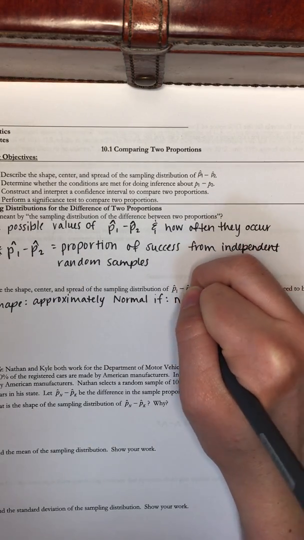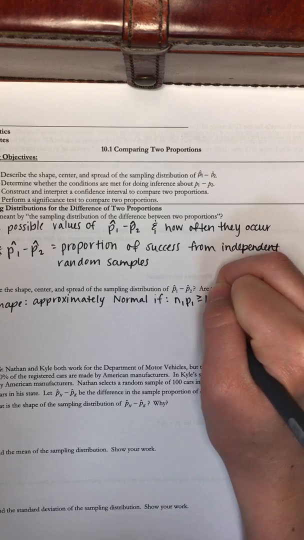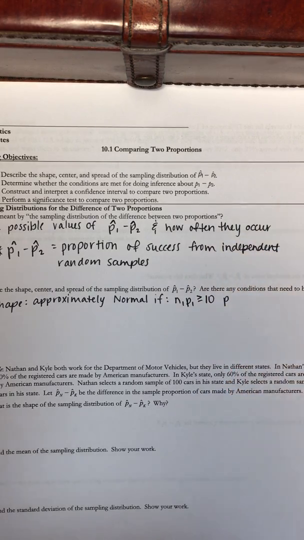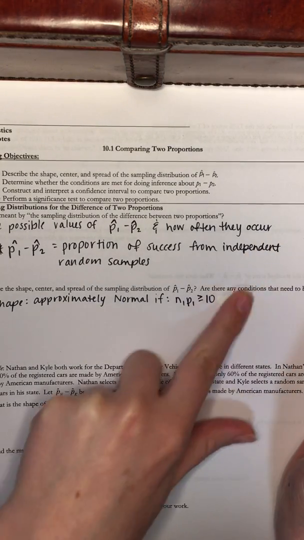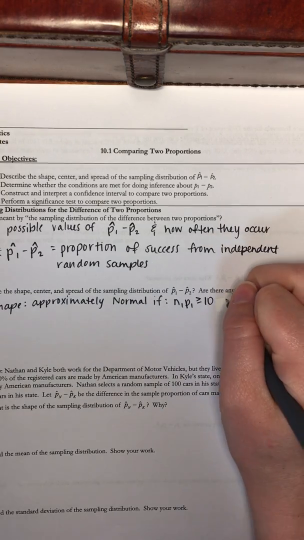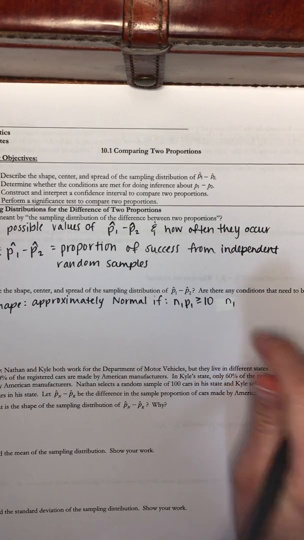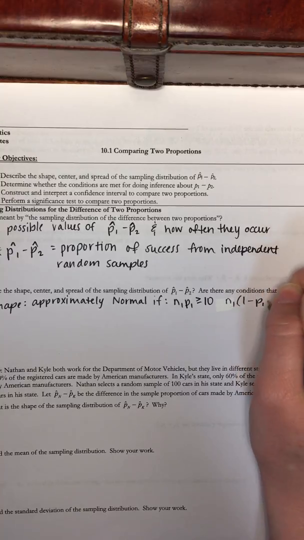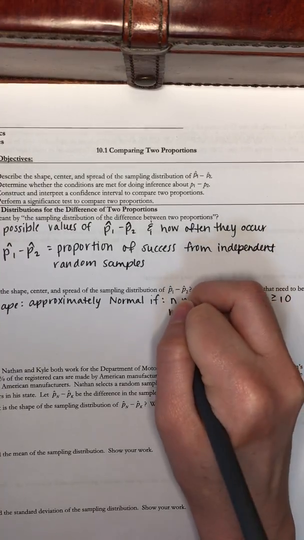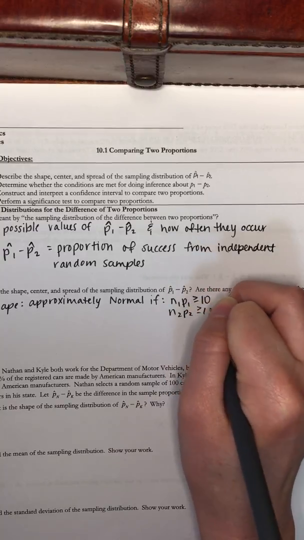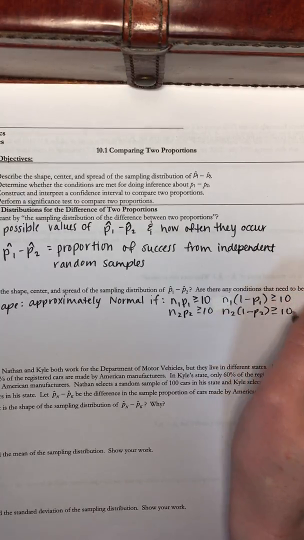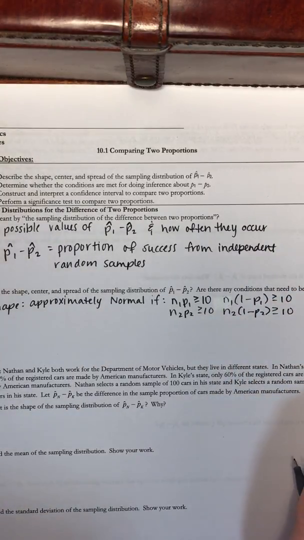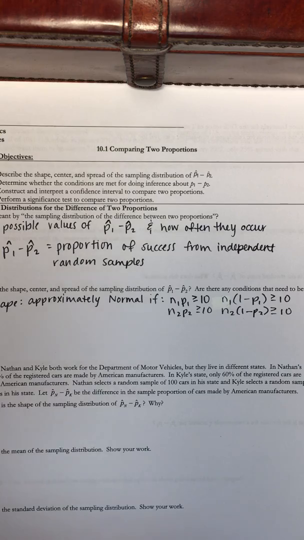It's n1 p1 greater than or equal to 10, and, oh, dang it. Just like in class. Okay. n1 times 1 minus p1 greater than or equal to 10, and n2 p2 greater than or equal to 10, and n2 times 1 minus p2 greater than or equal to 10. All those things have to be true, and if they are, then we can say that the shape of the sampling distribution of the difference in the sample proportions is approximately normal.